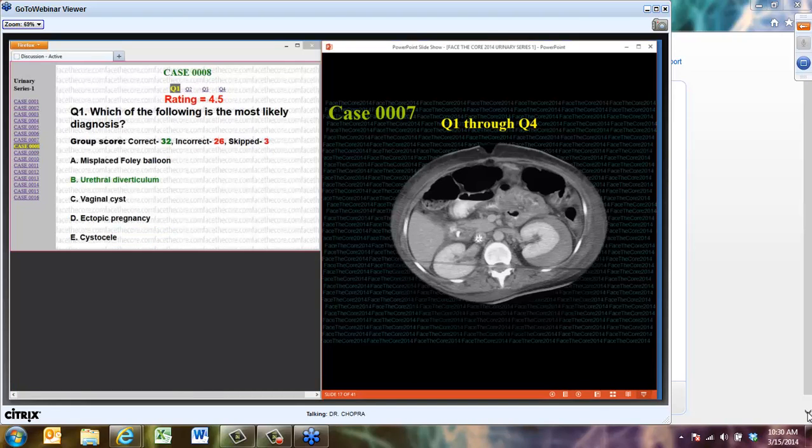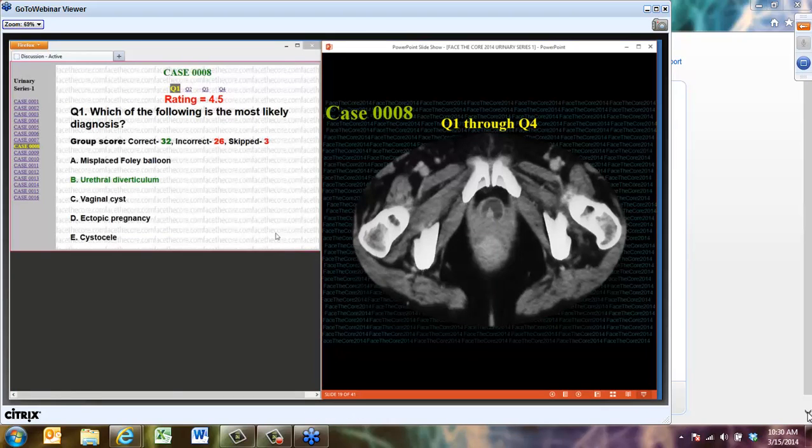Case 8. This is a diagnosis that if you've seen it once, you have seen them all. This is a urethral diverticulum. And it is around the urethra.